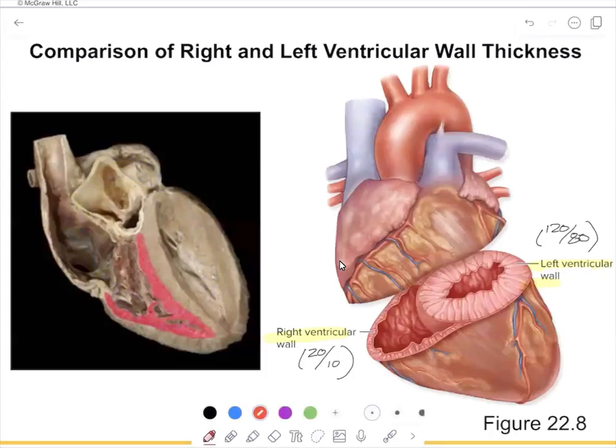So we can first see the right atrium here. Then below that, we can see the right ventricle. On the opposite side, we can see the left atrium, which pumps oxygenated blood into the left ventricle.